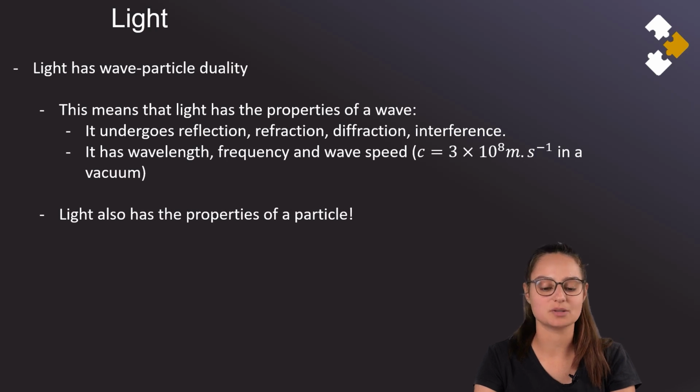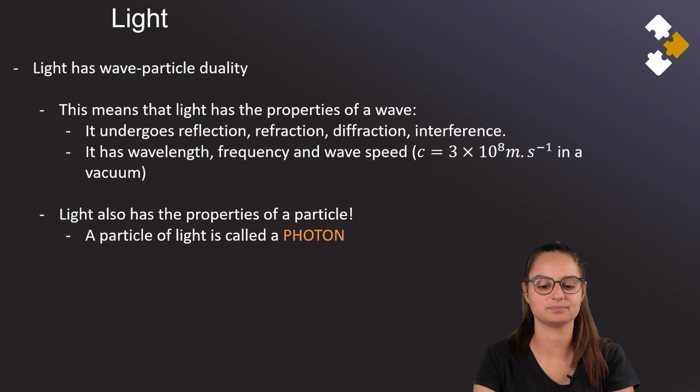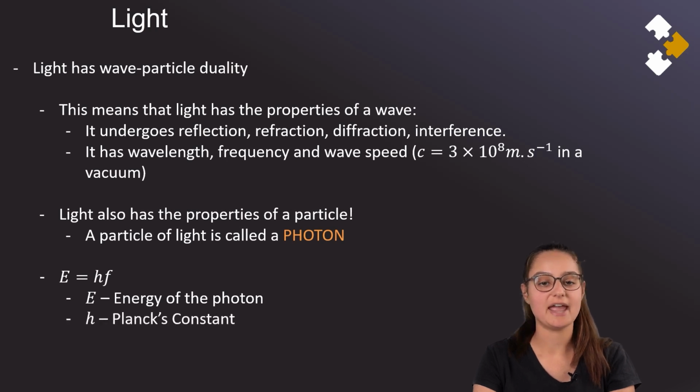However, light also has the properties of a particle, and a particle of light is called a photon. We use this equation, E equals hf, where E is the energy of the photon, h is Planck's constant, which you can find on your data sheet, and f is the frequency of the light.